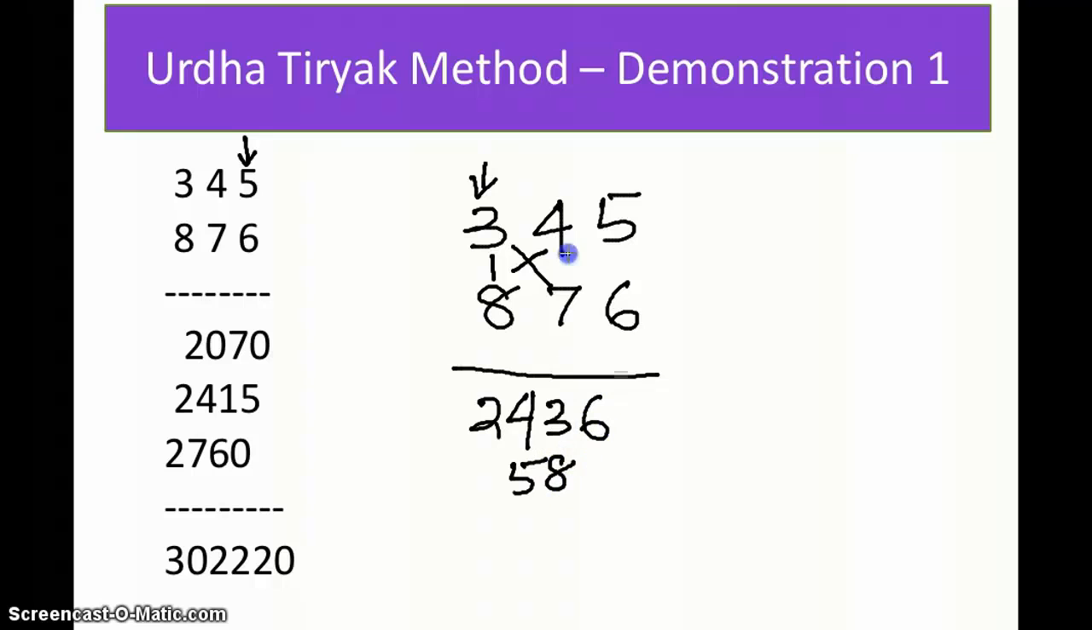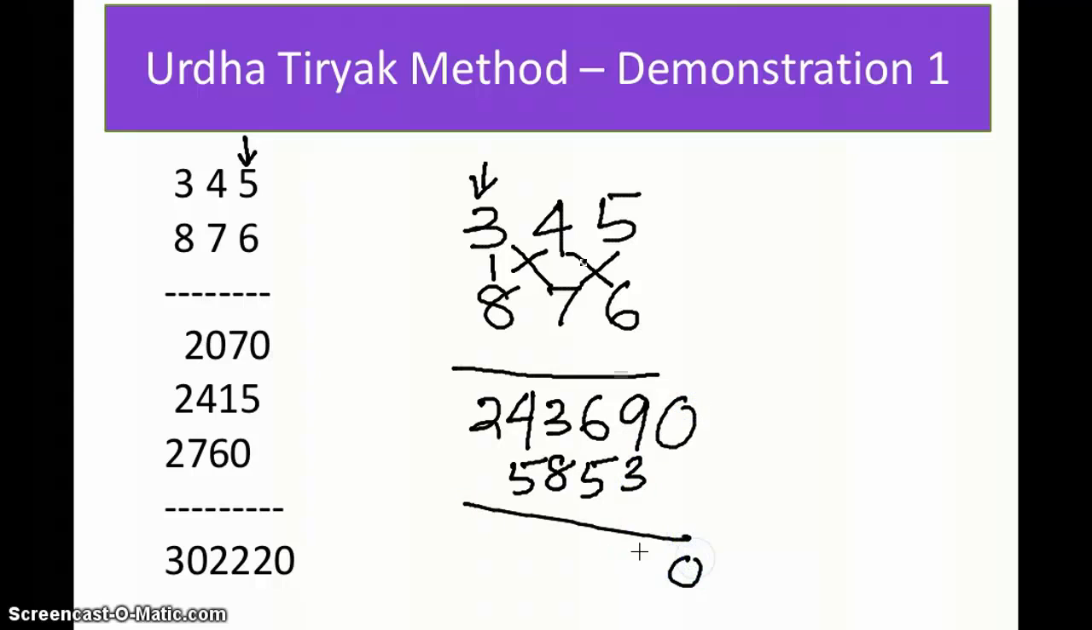Next is 4 into 6 and 7 into 5. 4 6s are 24, 7 5s are 35. So if I make 24 plus 35, that gives me 59. Then next is 6 5s, which is 30. That's it. Then you just add this up.